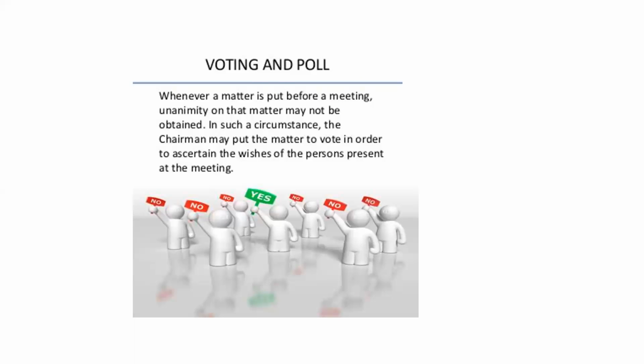So whenever a matter is put before the meeting, unanimity on that matter may not be obtained. In such a circumstance, the chairman may put the matter to vote in order to ascertain the wishes of the persons present at the meeting.